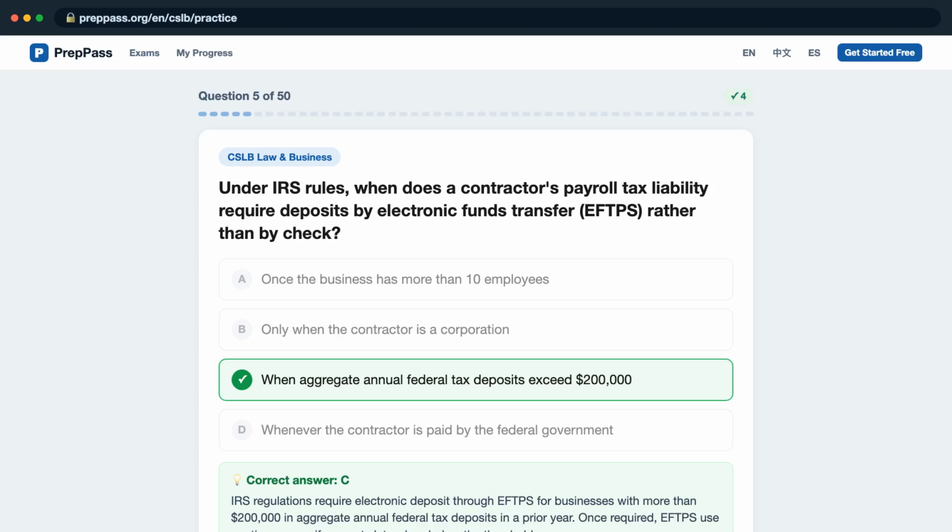IRS regulations require electronic deposit through EFTPS for businesses with more than $200,000 in aggregate annual federal tax deposits in a prior year. Once required, EFTPS use continues even if amounts later drop below the threshold.